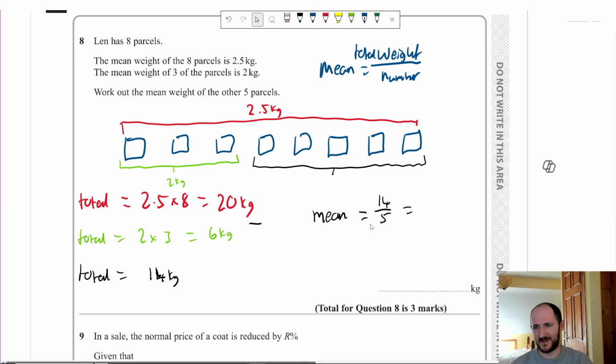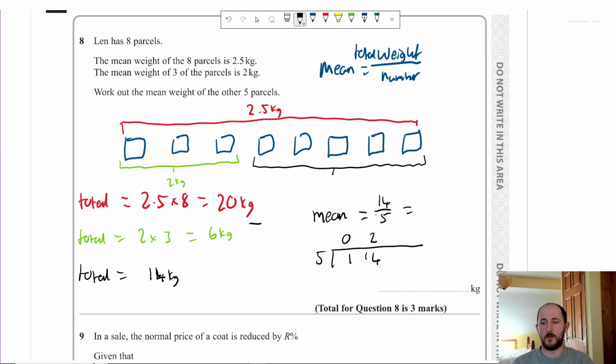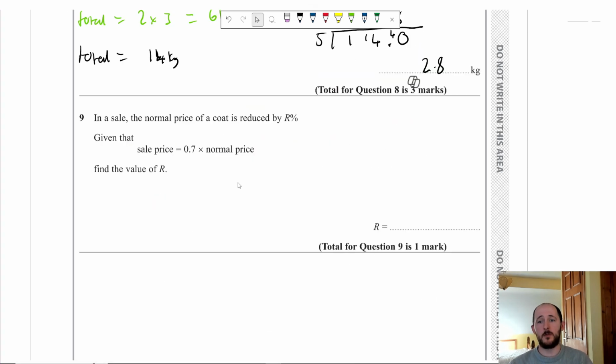You can use the bus stop method to work it out. It should be, again, if we do it, 5 into 1 is 0, 5 into 14 is 2, remainder 4, so let's put a decimal point. 5 into 40 makes 8, so that's 2.8 kilos for 3 marks. Not too shabby.